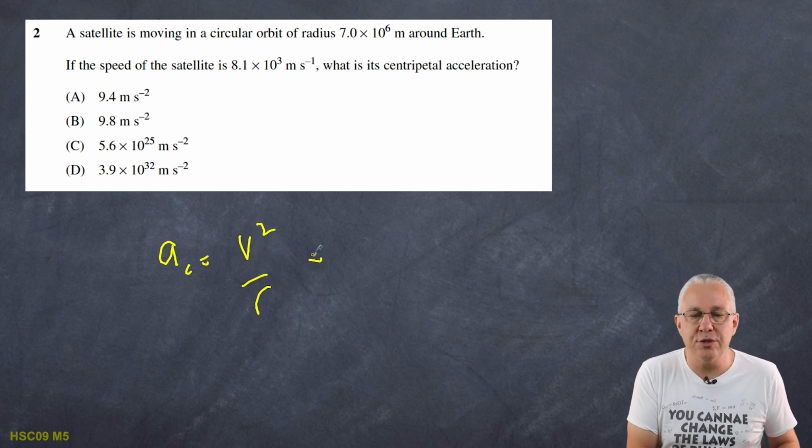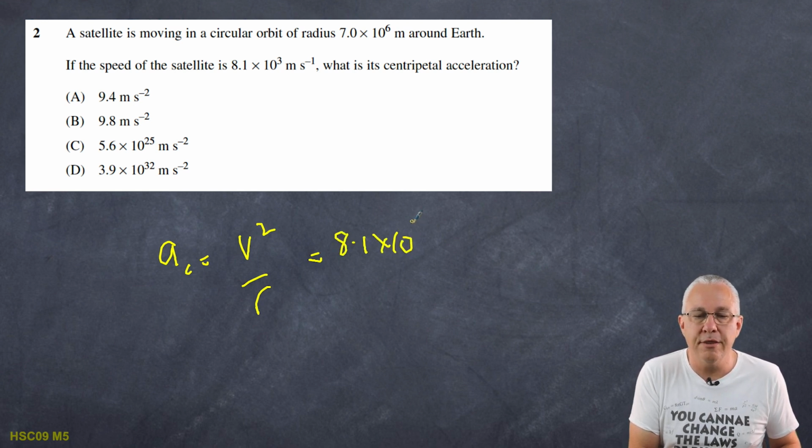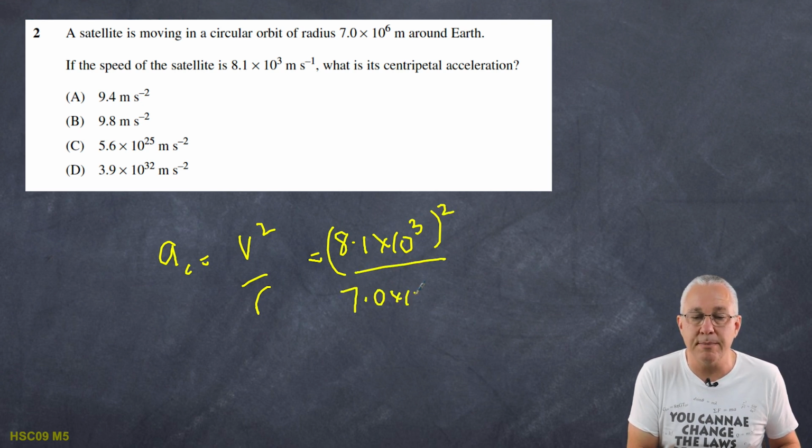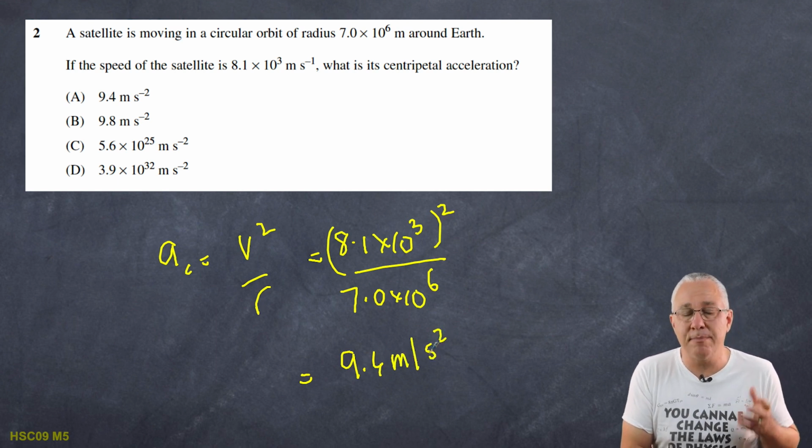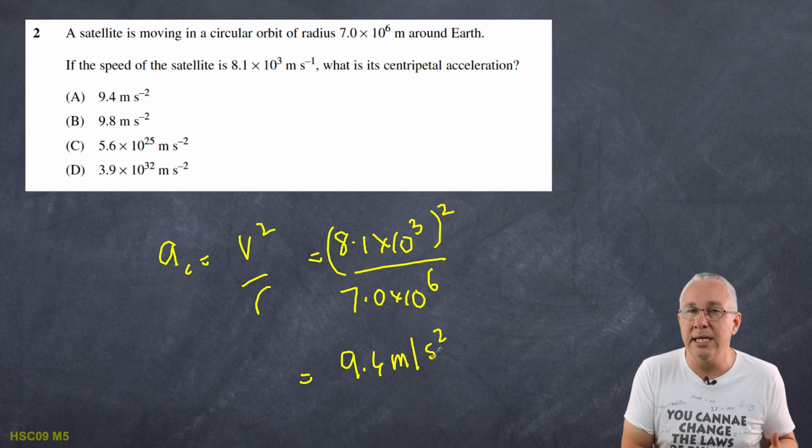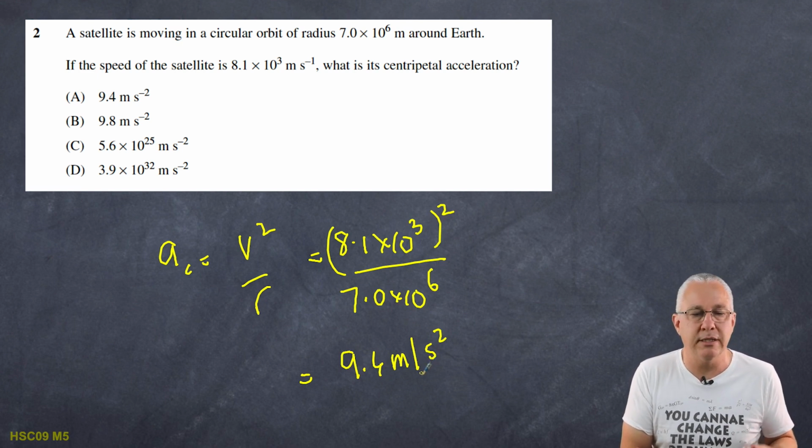Now, if we substitute the values in, we get 8.1 by 10 to the power of 3, and we of course square that, and we divide this by the radius, which is 7.0 by 10 to the power of 6, and you're going to get a value in the order of 9.4 meters per second squared. It's a little less than that, but because the values we're given are in 2 significant digits, it's appropriate to provide the answer also in 2 significant digits.